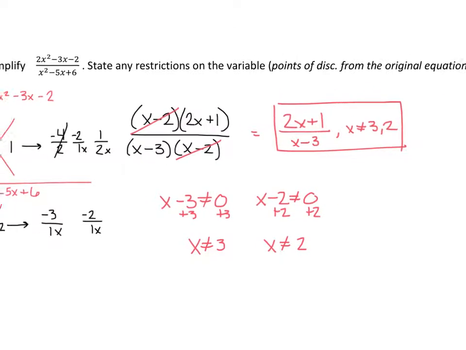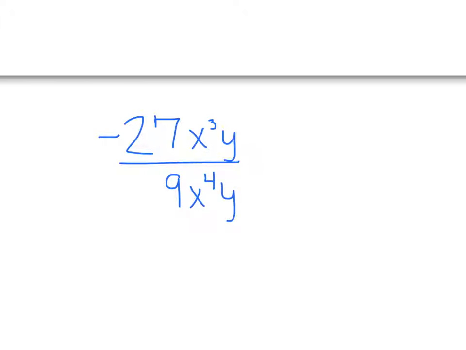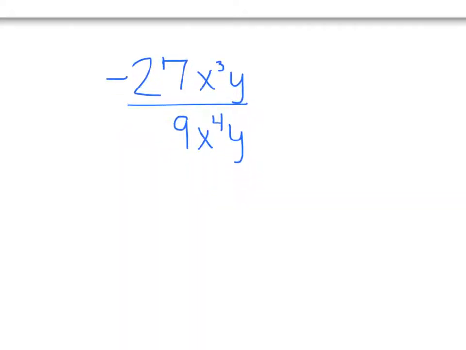Now, I want to show you another example that you might have things similar to this on your homework. It'll just be quick. Okay, so looking at this, what is negative 27 divided by 9? Negative 3. What is x cubed divided by x to the 4th? Well, think about it. You have 3 x's on top and 4 on bottom. So 3 of them cancel with 3 of the 4, so there's 1 left. So 1x on bottom, and then our y's completely cancel. So they're gone. So this is the simplified form.